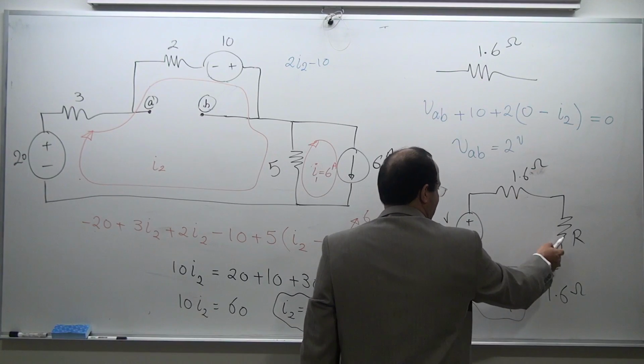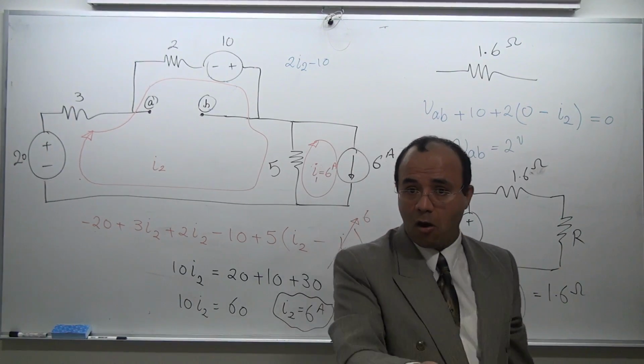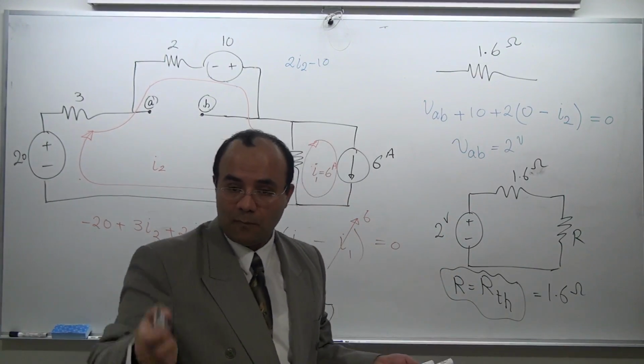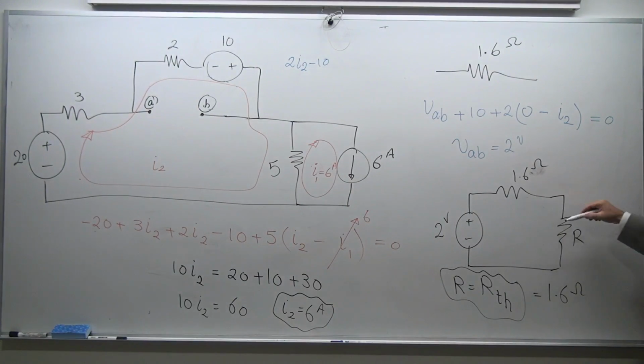Because the resistors are the same, this voltage is half of the source voltage. So basically these two are the same. This one is going to be half this voltage. So your V out is going to be 1 volt. Your I out is going to be 2 divided by 1.6, right? And then VO times IO is your P max.